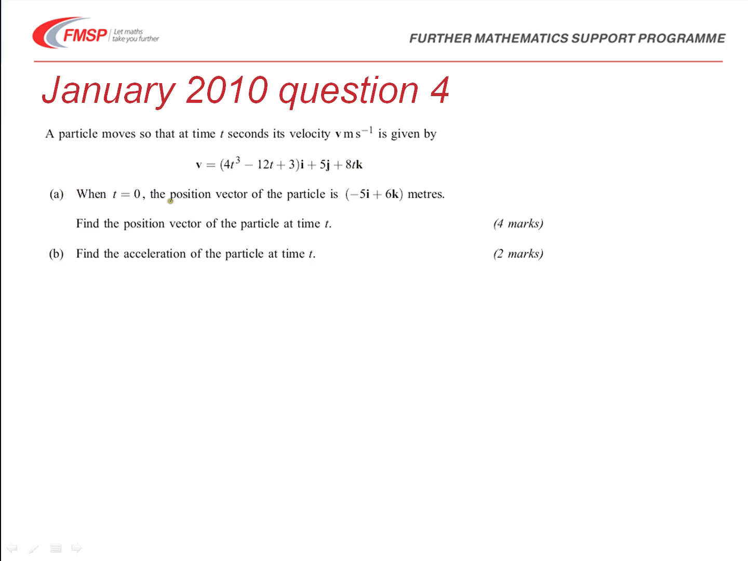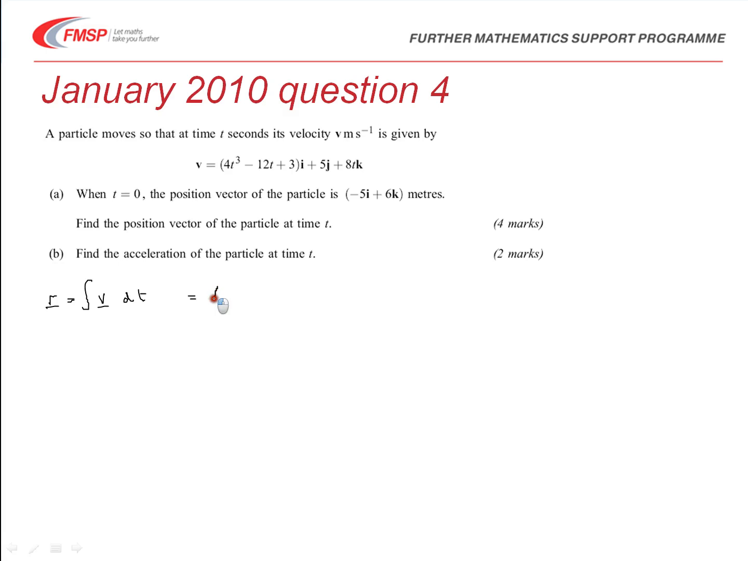Part A, we are asked to find the position vector of the particle in general terms, given that when t is 0 it has a position of negative 5i plus 6k. Well, to work out that first part, we need to remember that to get the position vector from the velocity vector, we will need to integrate. And so to integrate a vector, remember we have to integrate the separate components.